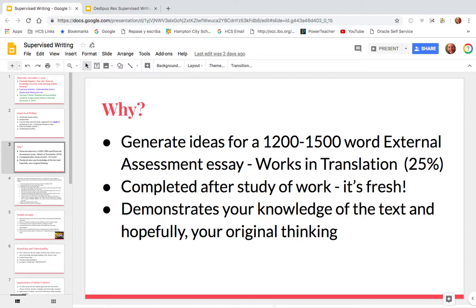for the English portion. The reason why we do it now, because you're not even going to be given the works and translation paper until second semester, is because all the ideas are fresh for Oedipus Rex, so we do it right after the end of it. It also helps me to see where your knowledge is of the text and hopefully where your original thinking is, to see what I need to do further to help individual students as well as the classes as a whole.